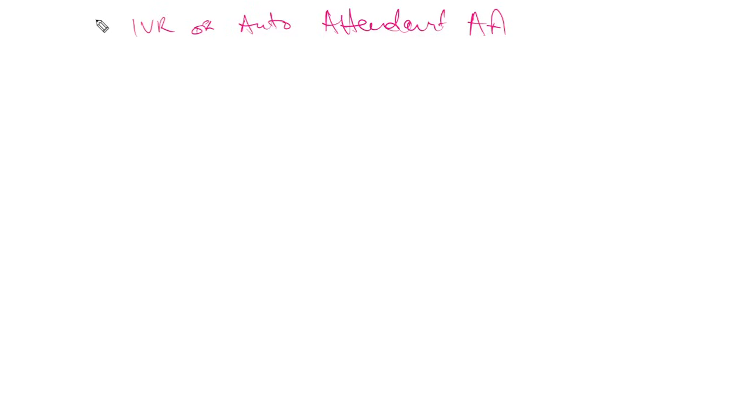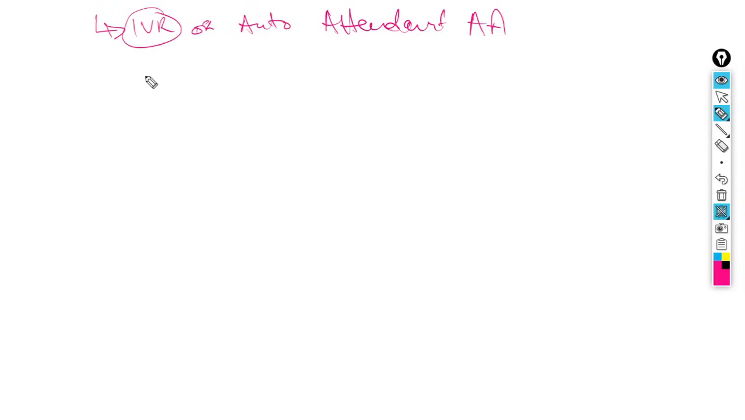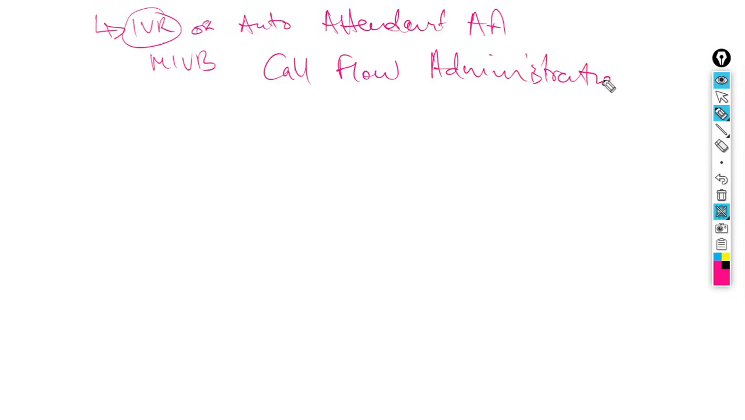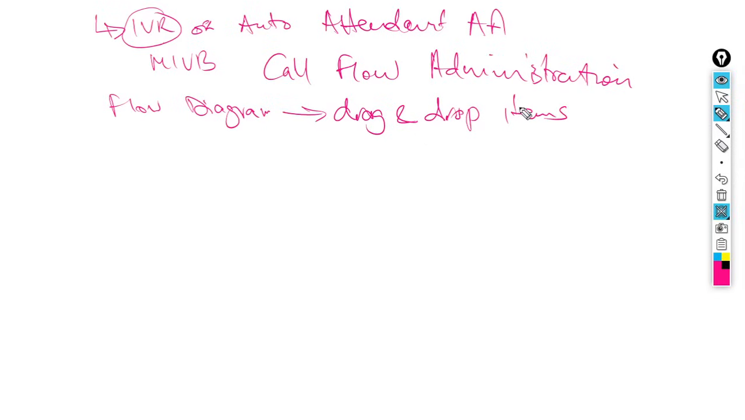So we are going to configure this IVR or AA using a new feature in MiVoice Business, which is called call flow administration. This is a flow diagram with drag and drop items. Let's just call them items.